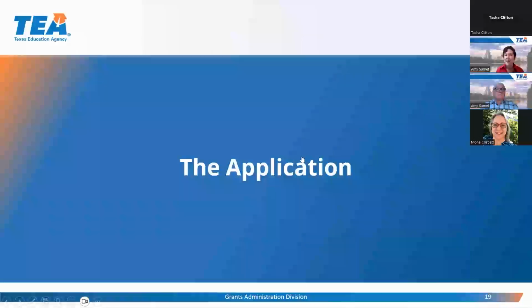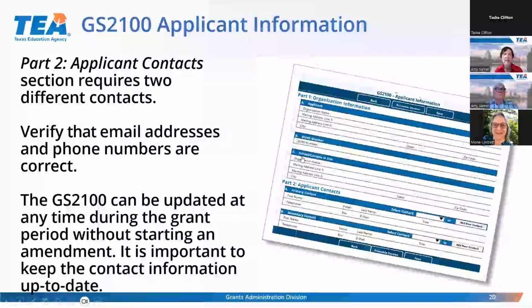Now we're on to the application. The application requires 2 contacts. The primary contact should be someone who can answer all kinds of questions about the grant, and secondary contact should also be a person who's familiar with the grant, but we want that to be 2 different people. You can update the contact information form anytime during the year. You do not have to submit an amendment just to change the contact.